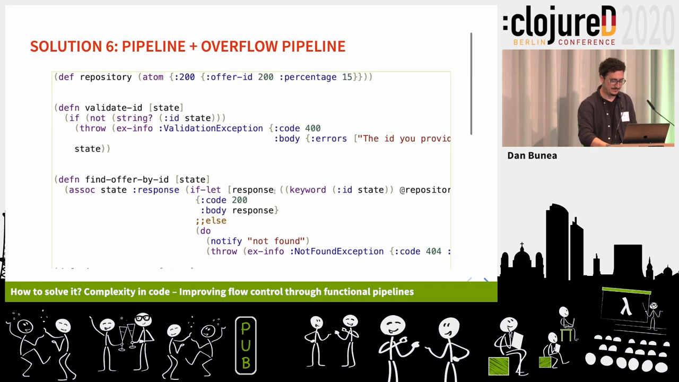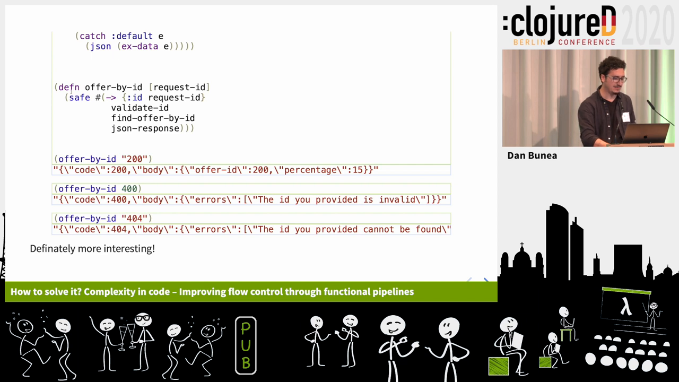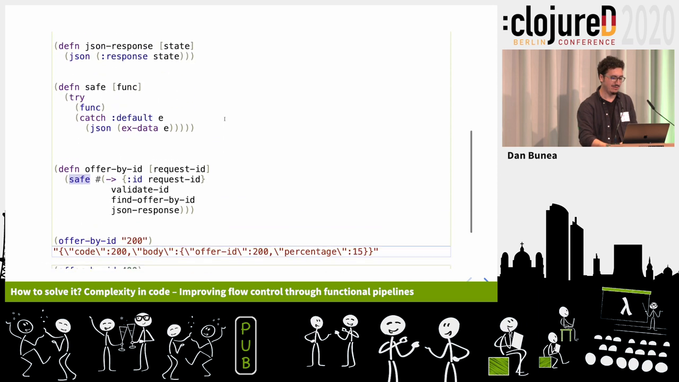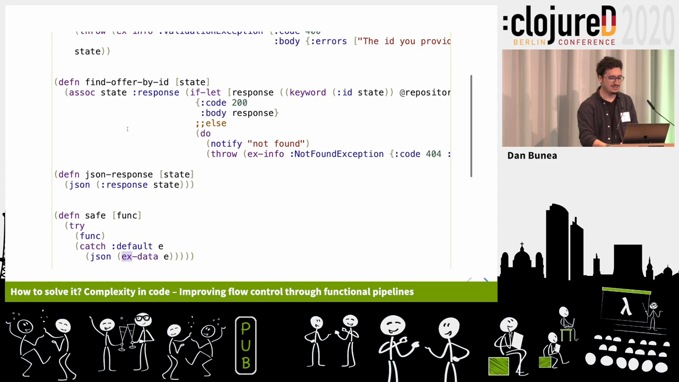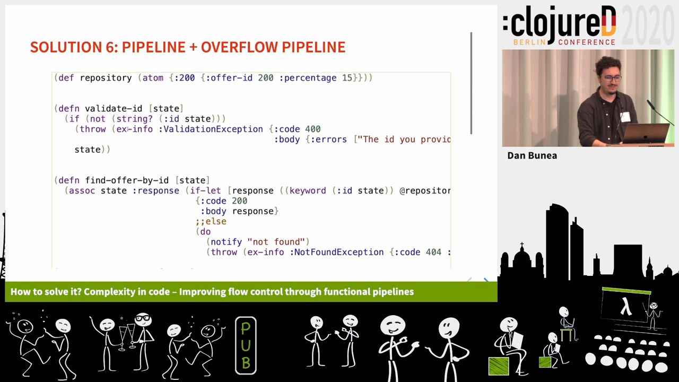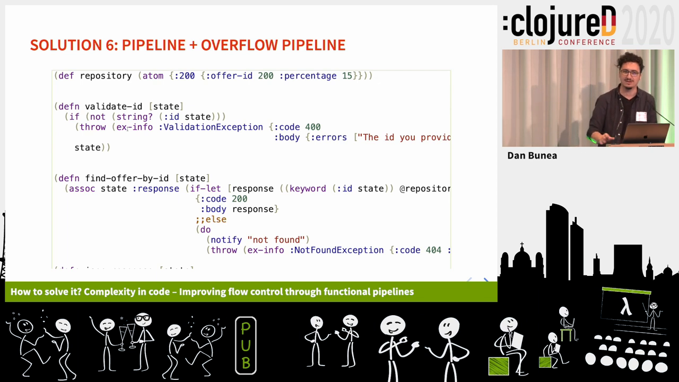But it means that my code looks kind of like this, right? And that safe is just a way of encapsulating what happens and getting a try catch and getting the error out. But as you can see, the functions are fairly simple, and whenever you need to get out of the pipe, you would throw. Now that's a little bit a violation of purity, but this is the compromise I chose in this case.